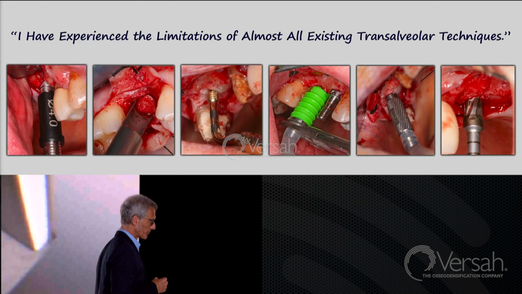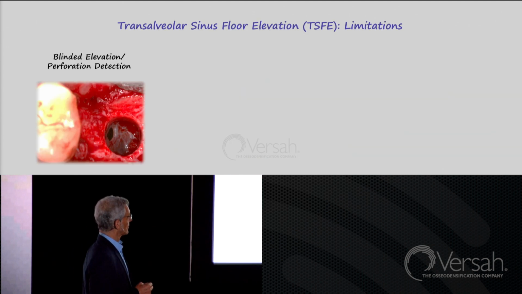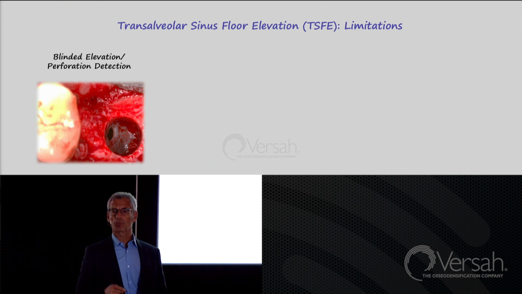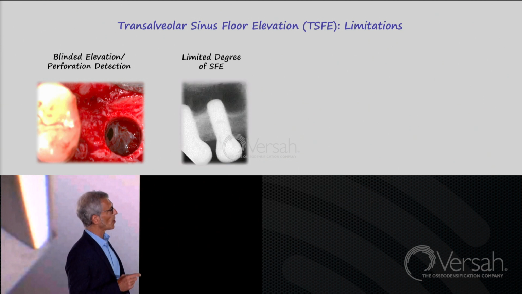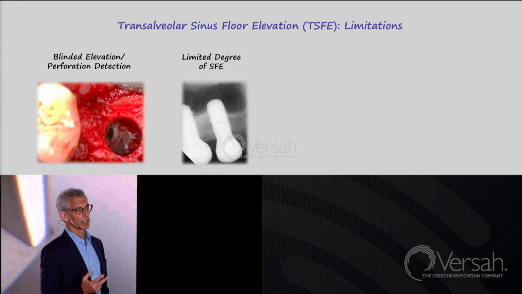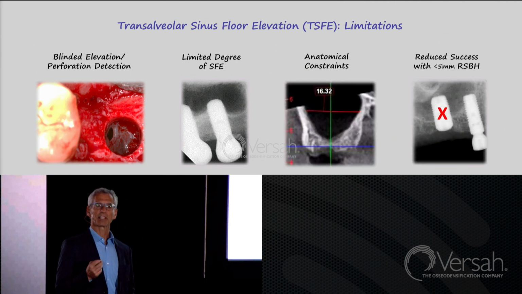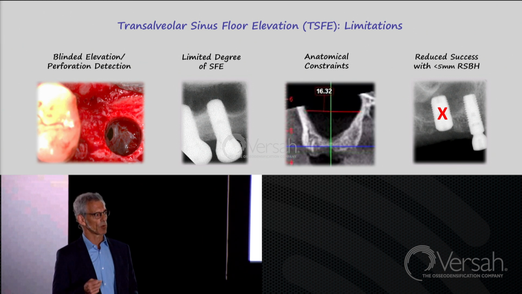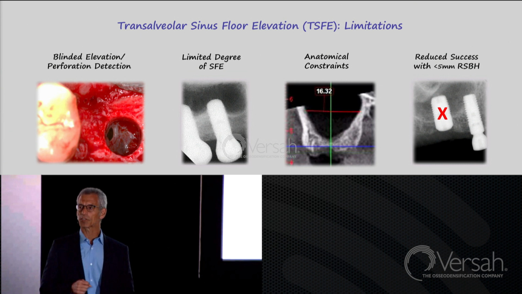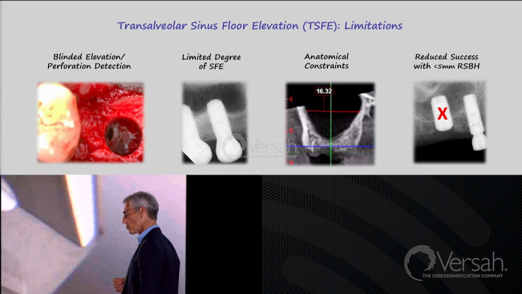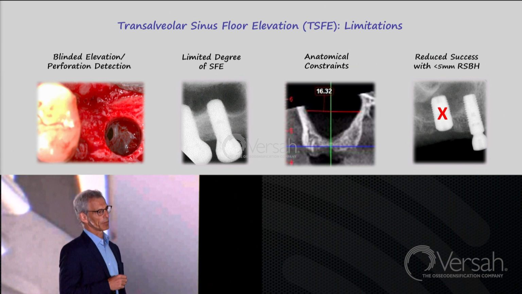Now, I've experienced limitations with almost all transalveolar techniques. It's a blinded elevation, and I will assure you that more than half the time you do not detect perforations that you induce. And most often you're going to get a limited degree of elevation safely, 2 to 4 millimeters, maybe 5 millimeters. And you must understand the anatomical constraints, which I will review this morning, of this procedure, its limitations in a wider sinus. And if you look at the systematic reviews, you will see a decreased success rate when you simultaneously place implants in less than 5 millimeters of subantral bone.